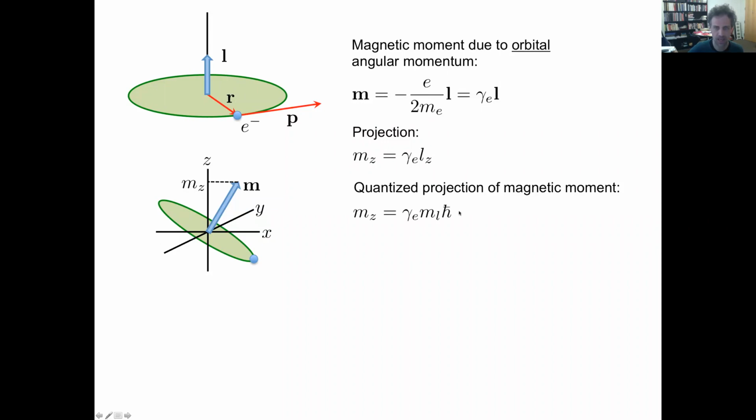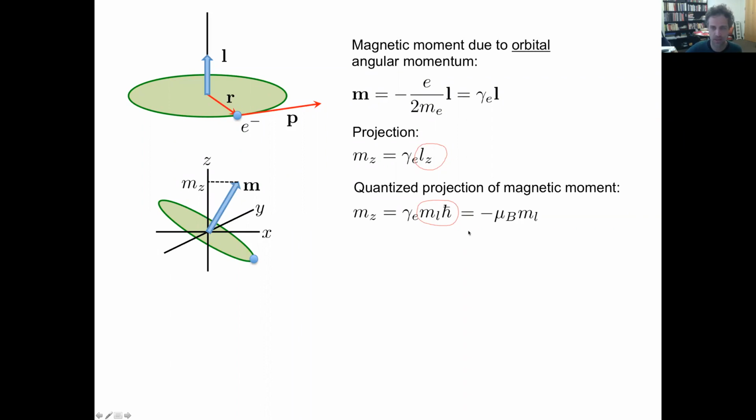In quantum mechanics, then, we have a certain magnitude for these projections. Classically, this Lz can be any value, but quantum mechanically it cannot. Quantum mechanically, it can only have these values. These are the values that are allowed by quantum mechanics, and they are definitely quantized because ml is an integer. It can only have integer values ml times h bar.